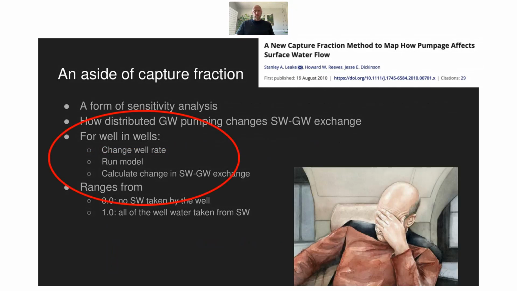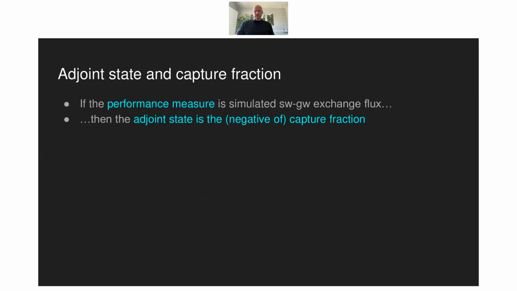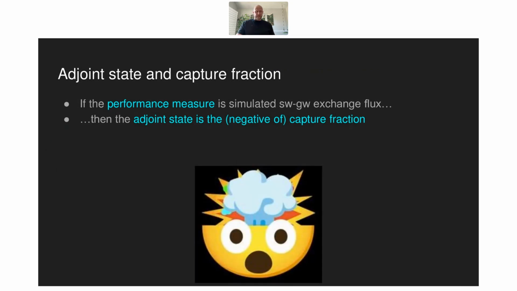The problem is, though, there's our loop of suffering again. We have to run the model so many times to do capture fraction mapping. If your model is slow, you're not going to do this until the very last part of the modeling analysis, which is unfortunate. But if we think back to our adjoint state, if the performance measure that we're interested in is the simulated surface water groundwater exchange flux, the adjoint state is the negative of the capture fraction, which means now we can do capture fraction mapping with one forward MODFLOW run and one adjoint solve, and that's it for the entire model domain for every active model cell. I find that a little bit mind-blowing myself.